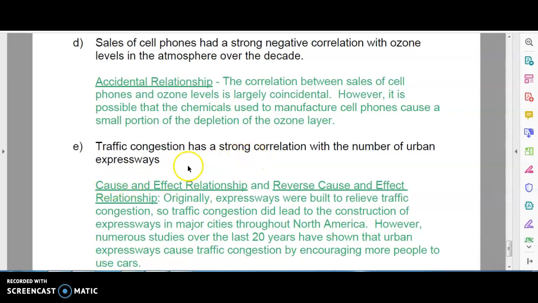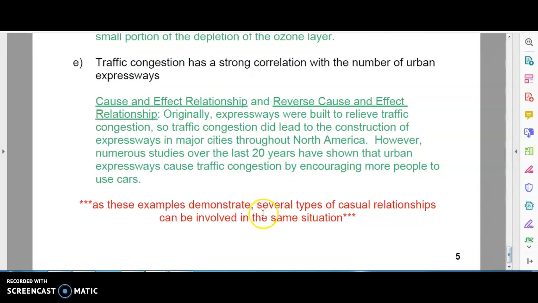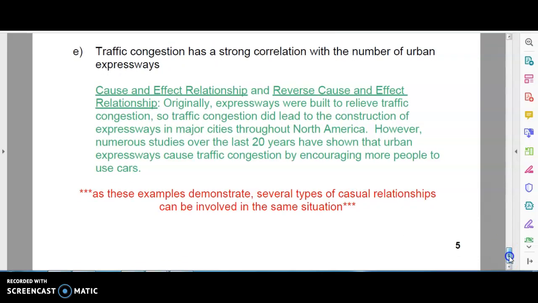You can say traffic congestion resulted in highways being built, which would be cause and effect. And you could say reverse cause and effect and say, you know what, that's what we thought, but actually the fact that urban expressways were built actually caused the traffic congestion. So either one works there. And you can see in red, that's all it says. These examples demonstrate several types of relationships can be involved in the same situation. Okay, so again, as long as your logic and your explanation makes sense and is accurate, that's fine. Okay, so we'll leave it at that there.